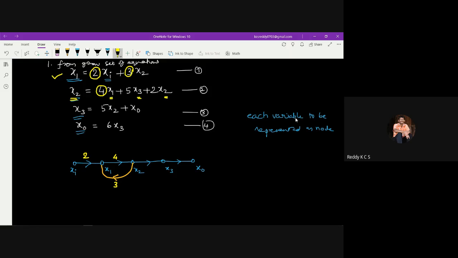Similarly x3 also has a branch gain of 5, which is coming from x3 to x2, which means we have to draw it in this direction. It is coming like this in a reverse path, or feedback path, and the branch gain is 5. So 5 into x3, and 4 into x1. This is one signal, and one more signal is entering at x2.